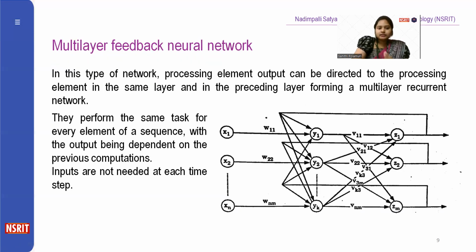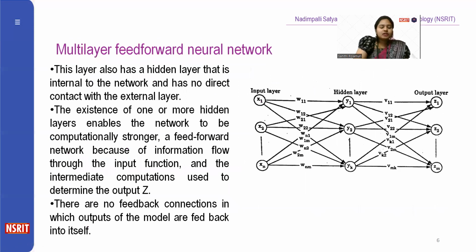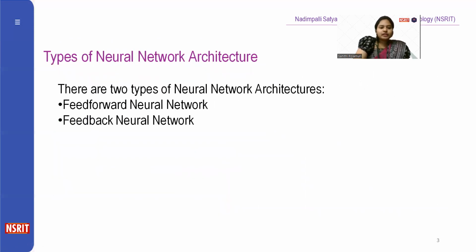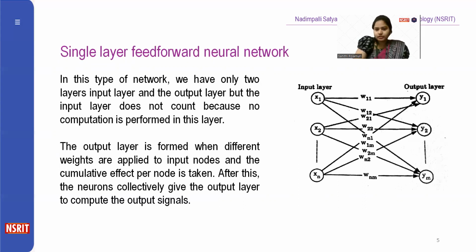So I hope this session is clear. Let me just summarize what we have learned till now. So in this session, we have discussed the different types of neural network architectures. So here we are having two types, feed forward neural network and feedback neural network. So feed forward neural network means signals travel in only one direction. Again, these are categorized into two categories: single layer feed forward and multi-layer feed forward neural network.